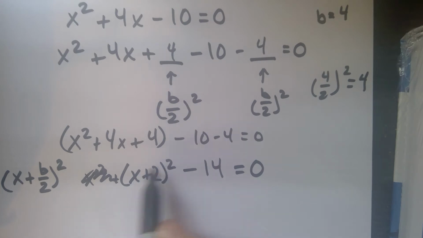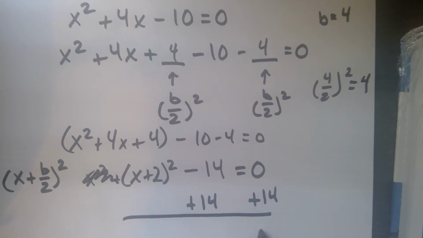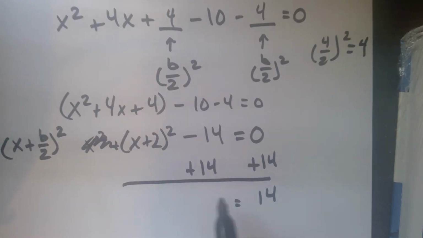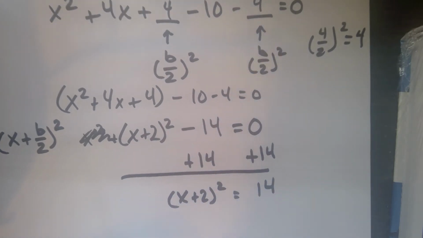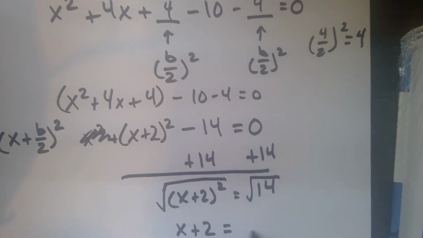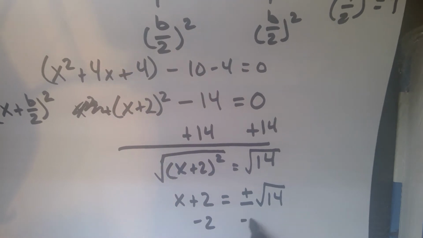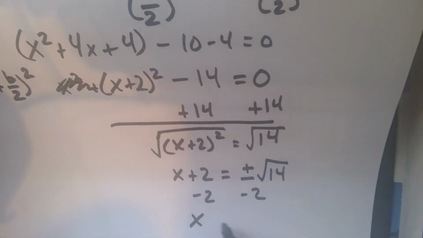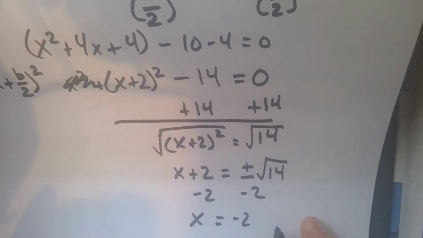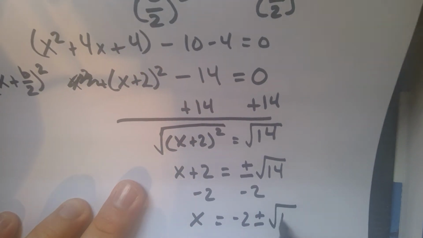Now we want to get this x part by itself. So we're going to move our 14, so plus 14 on both sides. Okay, now we've got to get rid of the squared part. The inverse operation of squaring a number is square root. We have x plus 2 equals plus or minus square root 14. Then we'll subtract 2, and x equals negative 2 plus or minus square root 14.